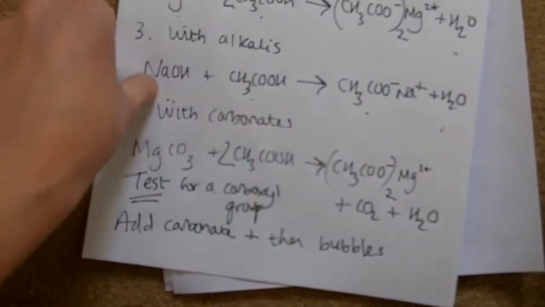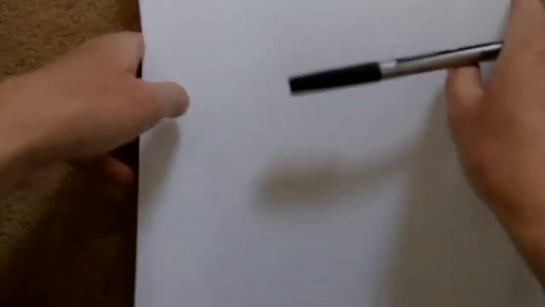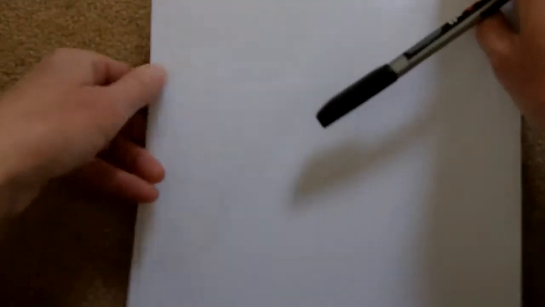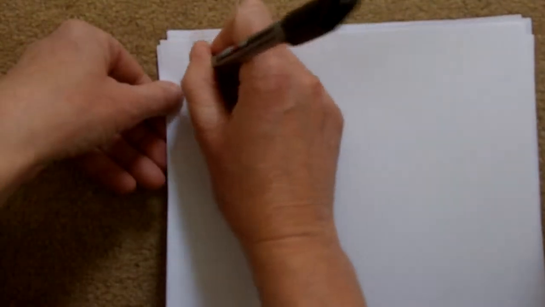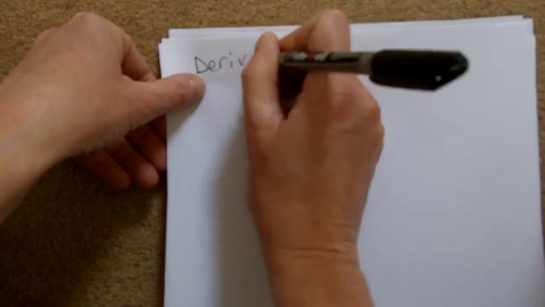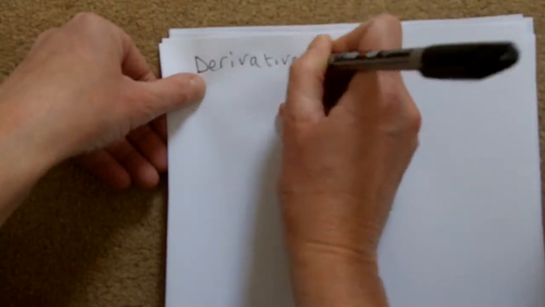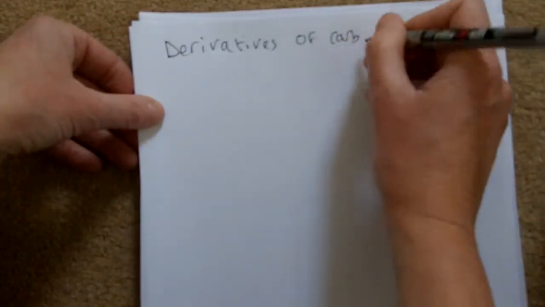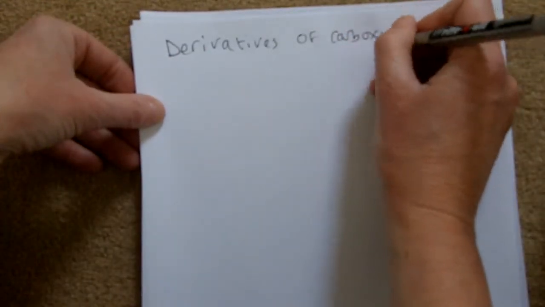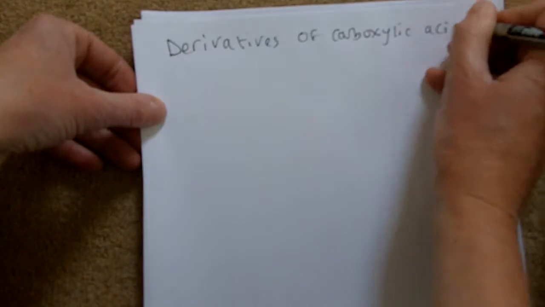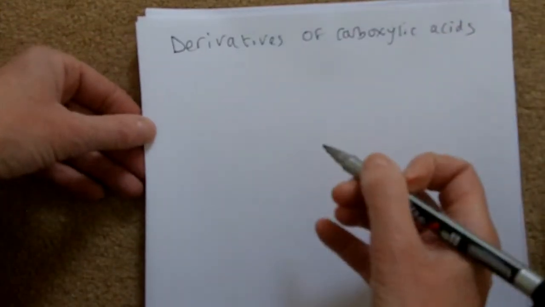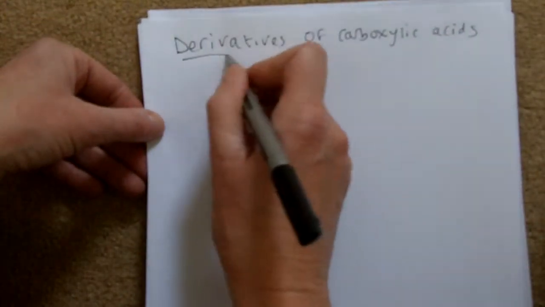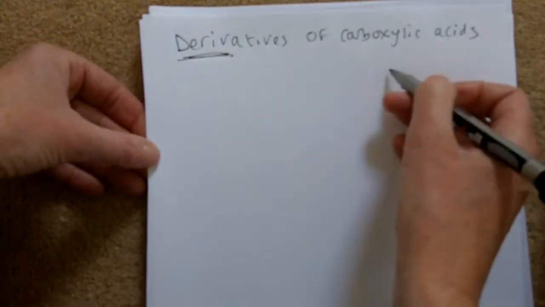Okay, finally, the last little bit. It's carboxylic acids, but what about derivatives? Derivatives of carboxylic acids are not compounds, these are functional groups that have been derived, that have come from carboxylic acids.